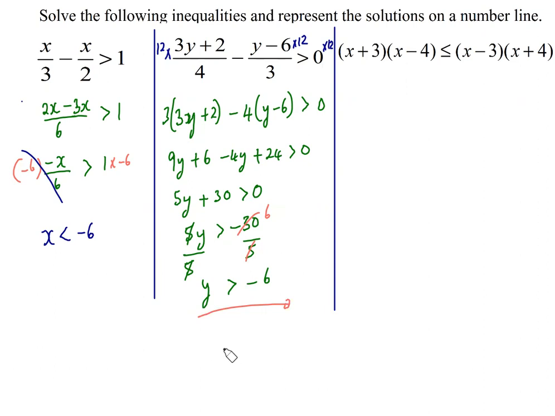Now, how do you represent it on the number line? We put our greater than. So you've got negative 6 there. You can just put 0 there, it's fine. But on this one, you have your dot here, and it's open, and it goes in that direction.